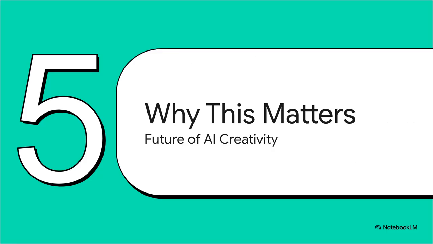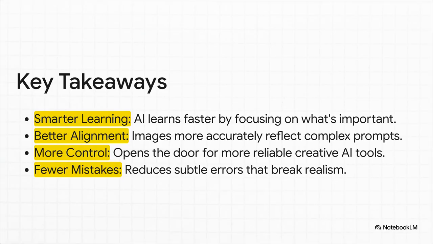So what does this all mean for the future of AI creativity? Why should you really care about all this? So let's boil it down. By learning smarter, AIs can now achieve a much better alignment with our prompts, and that gives us more reliable, more controllable creative tools. And, maybe most importantly for us, it means we'll finally see fewer of those subtle, reality-breaking mistakes that just pull you right out of the image.